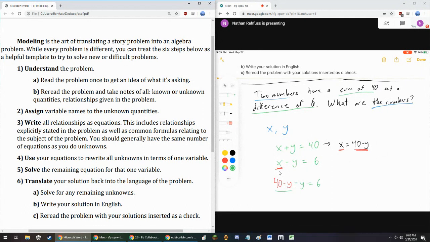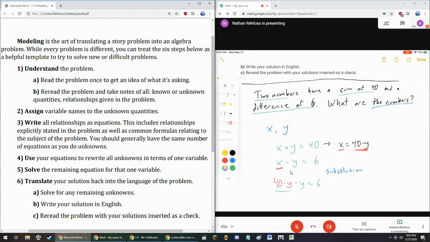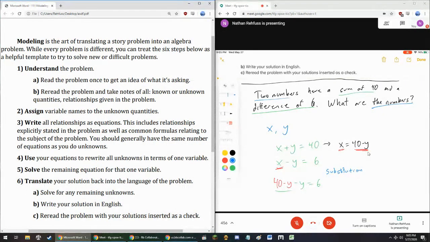Its name is substitution. I've substituted one thing for another. Since they have the same value, I didn't change the meaning of the equation. But now look at this, 40 minus y equals 6. This is an equation with just 1 variable in it. So that's usually the trick. You usually end up solving one using substitution, then you can solve the other.